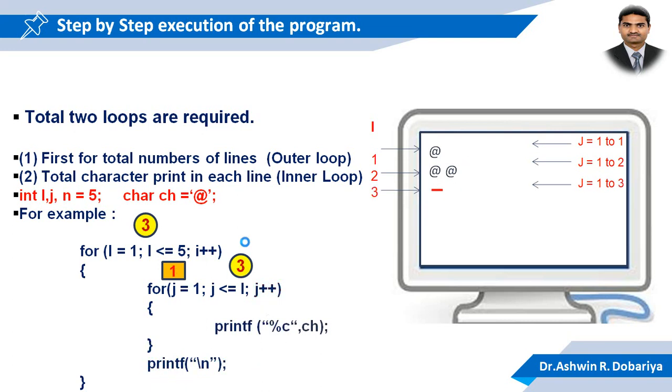After that I increment by 1, so i becomes 3, the condition becomes true. Then j starts from 1, so it means 1, 2, 3, this loop will execute 3 times, so it will display 3 @ symbols.